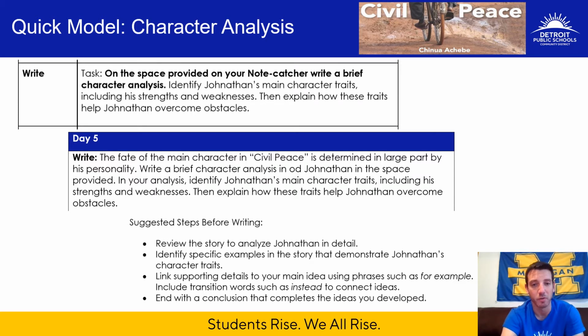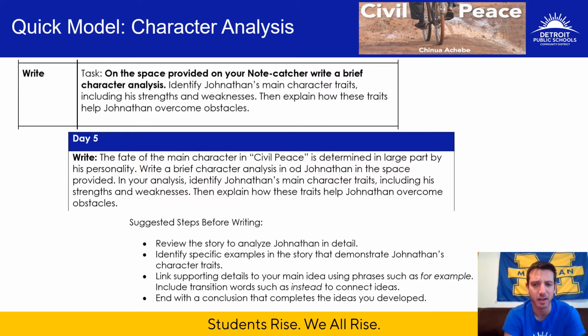I wanted to quickly go over them because they're helpful to keep in mind when you're trying to think through all the information to pull together to write this character analysis paragraph. The first few bullet points are sort of linked. The first one says, review the story to analyze Jonathan in detail. And the second one says, identify specific examples in the story that demonstrate Jonathan's character traits. Now, although you didn't have to reread the text, again in the reading section, this is where it may come in handy to go back through the text.